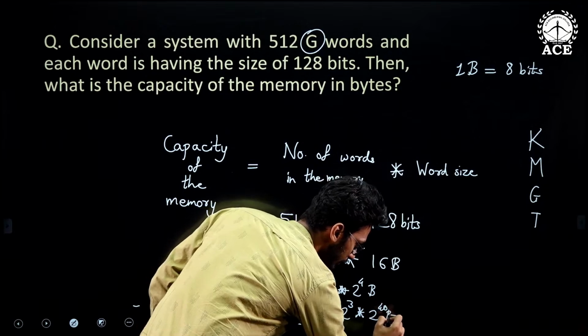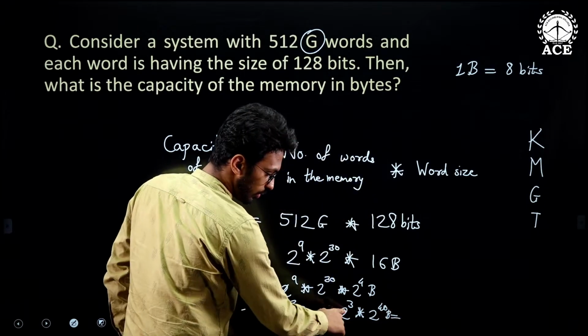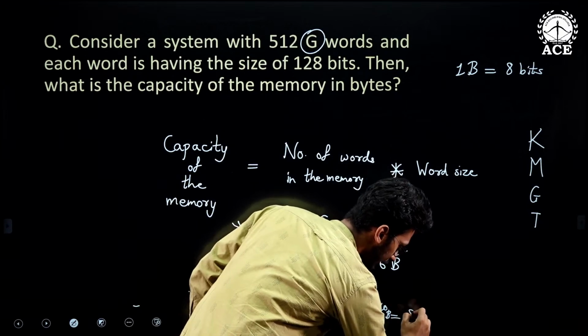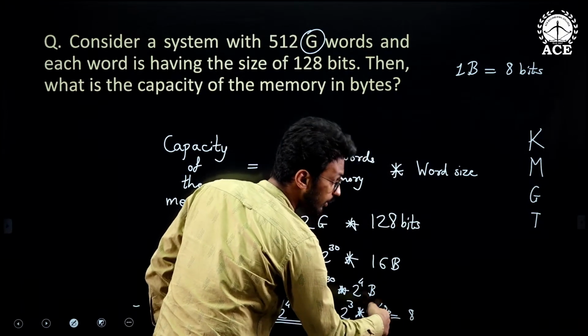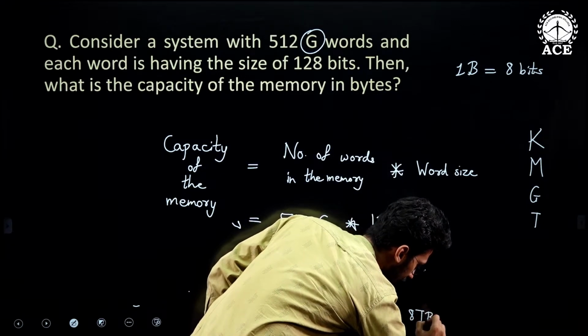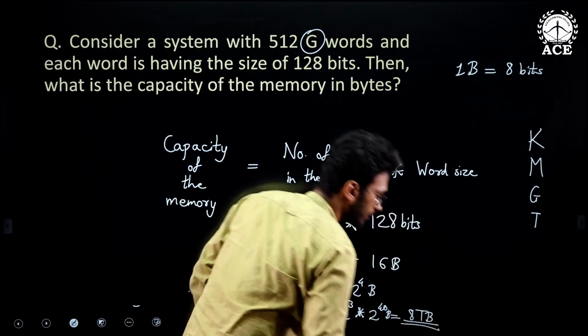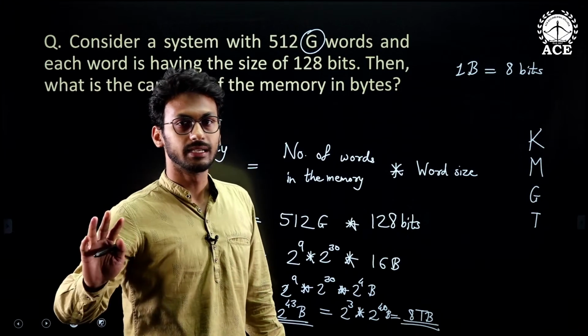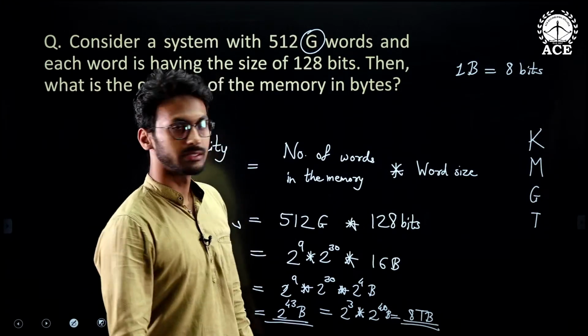Done. This is bytes, okay. Equal to 2 raised to 3 is what? 2 to the 3 is 8. 8 into 2 raised to 40 bytes. 2 raised to 40 means this T, TB. Done. 8 TB is the answer. I hope you got it. 8 TB is the capacity of the memory. This is how you can find it.